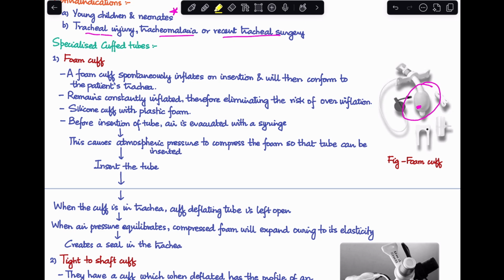Now, once the air has been evacuated, we insert the tube inside, and when we know that the cuff has reached the trachea, the cuff deflating tube is left open. This will allow the air pressure to equilibrate. And once we reach the equilibration, the compressed foam will expand because of its elasticity, thereby creating a seal in the trachea. So, this is basically a spontaneously inflating cuff tube. That is the specialty of using a foam cuff.